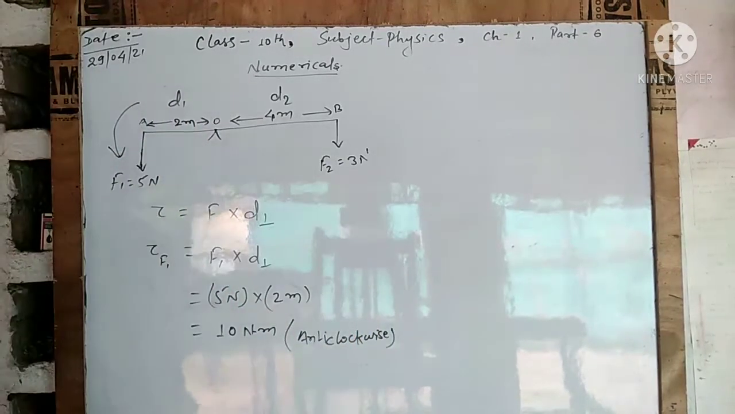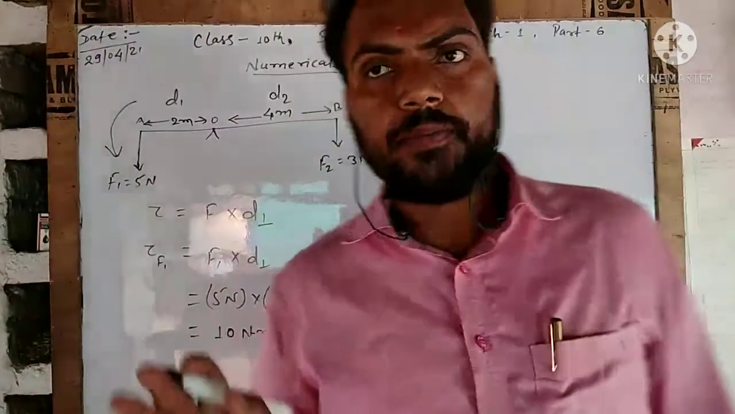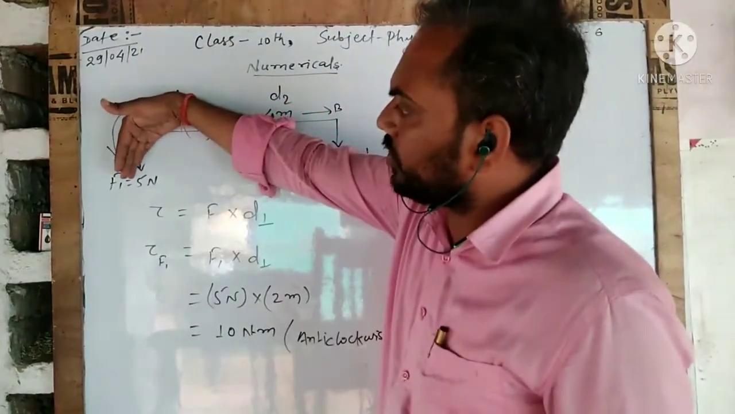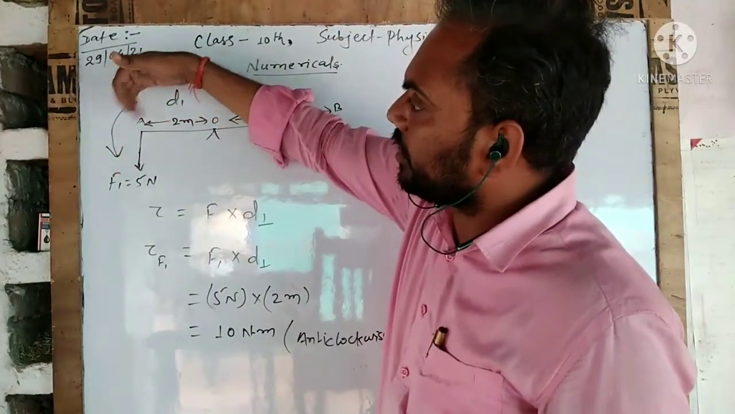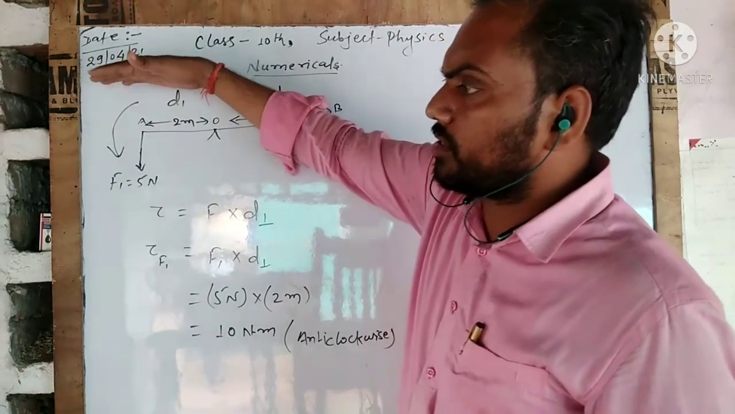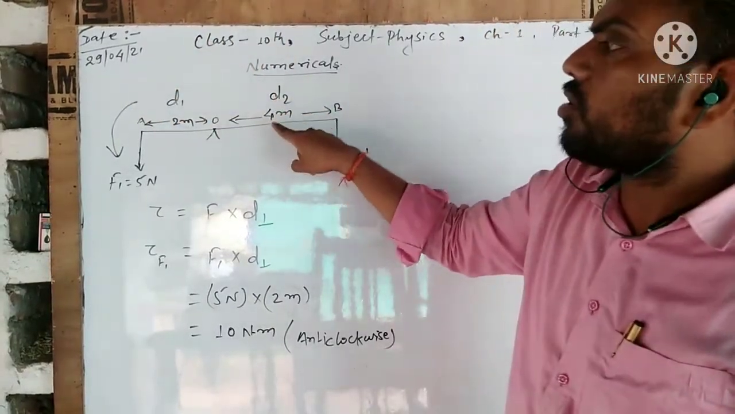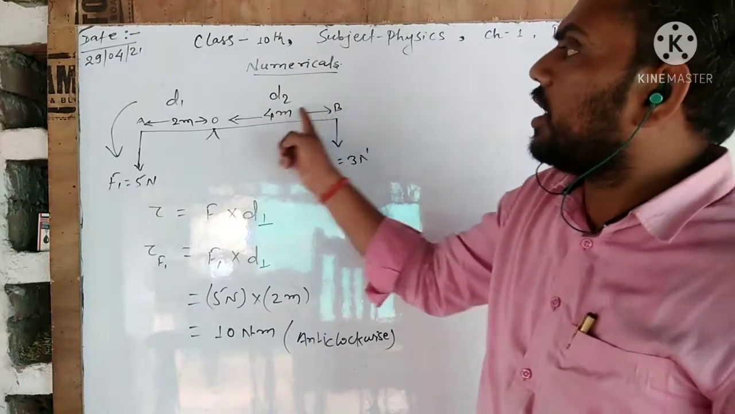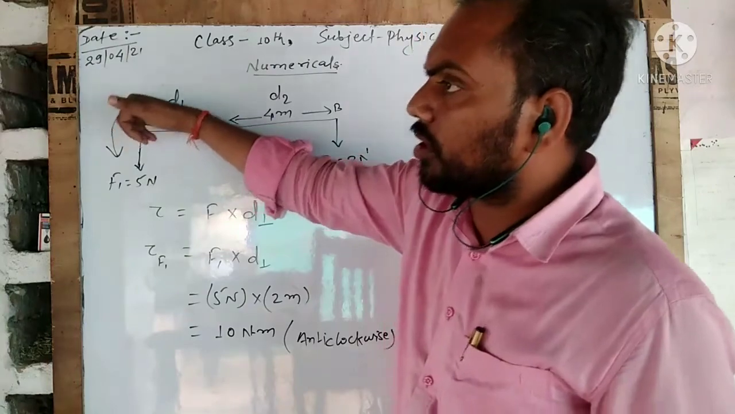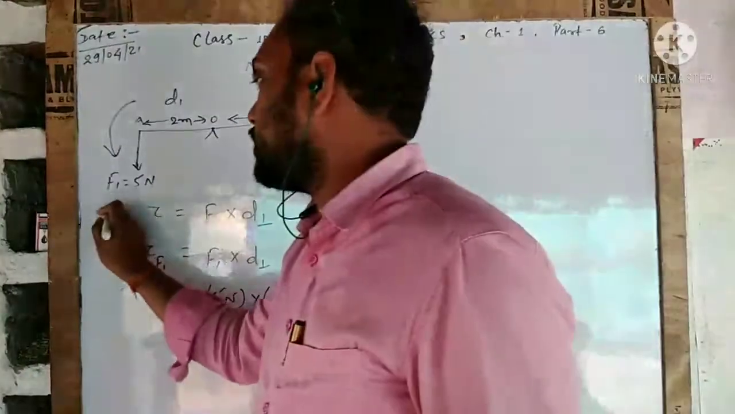How is it anti-clockwise? I have told you, use your right hand palm. Put it in the direction of the force and just rotate, curl it towards the perpendicular distance. This is how clocks move. Clocks move in this direction and we are rotating our hand in this direction, that is opposite to clocks. That's why it is called anti-clockwise. Okay, the first part of this question is done.